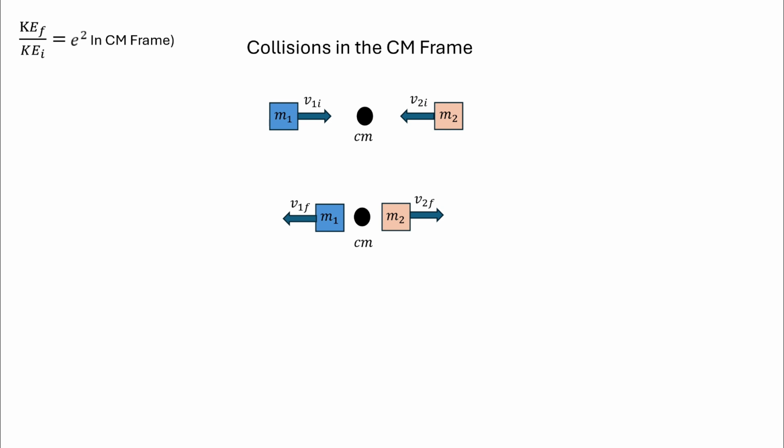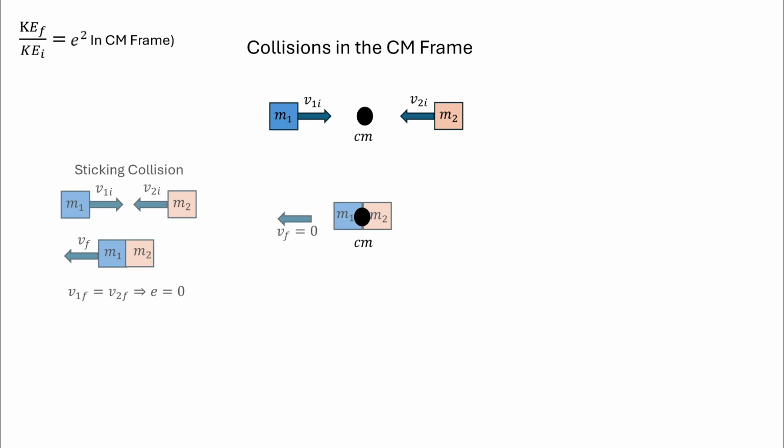Now let's examine again that sticking collision. In the center of mass frame, since the center of mass can't move, once they stick together, nothing can move anymore. That means your final velocity is 0, and in this case that makes perfect sense. Your coefficient of restitution has to be 0 because there's no motion at the end. So all of the energy is lost in the center of mass frame. In other words, my final kinetic energy is 0.